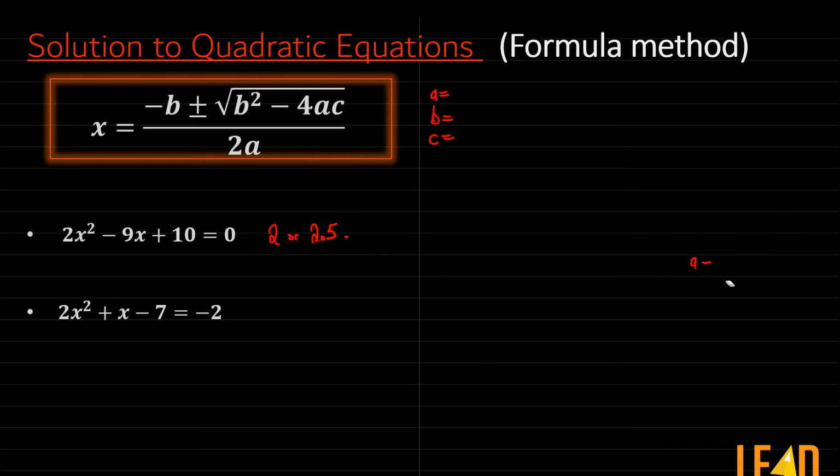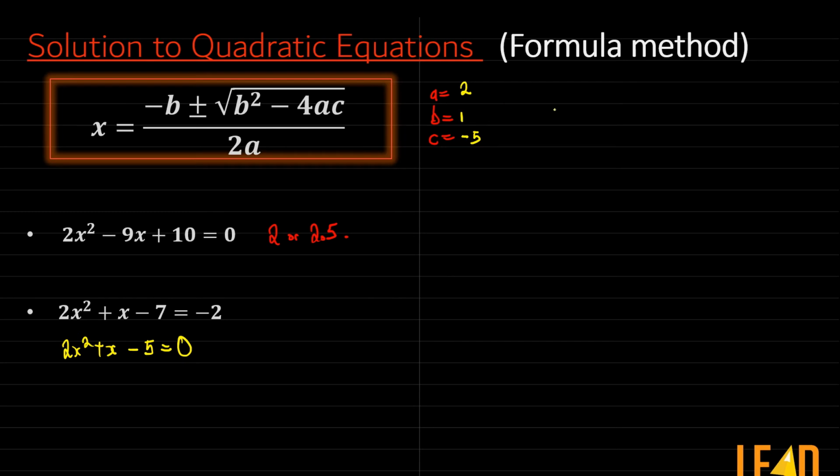Okay, for the second one, I think I should neatly rewrite it first before I continue. If I rewrite it, I would bring the -2 in, so I would have 0 here. I would have 2x squared plus x, then -7 plus 2 would give me -5, is equal to 0. When the -2 comes over, it becomes +2, so -7 plus 2 gives me -5. So my a is 2, my b is 1, my c is -5.